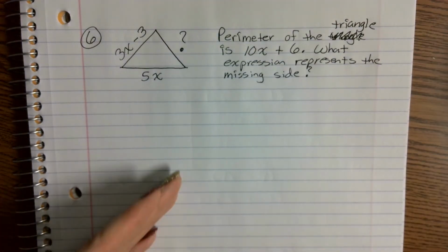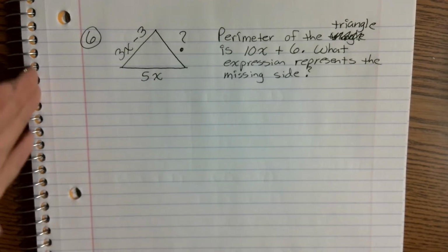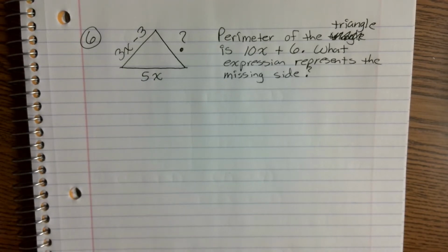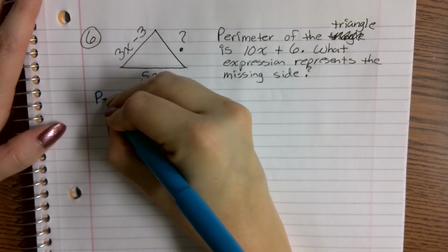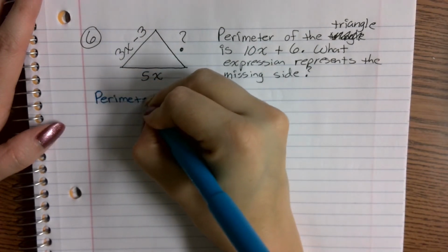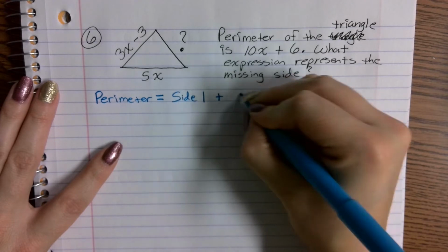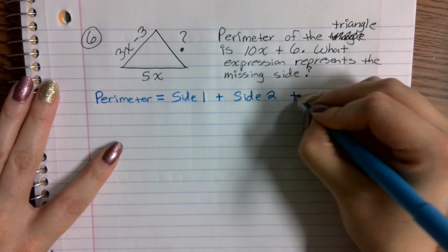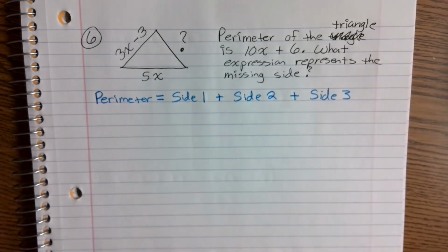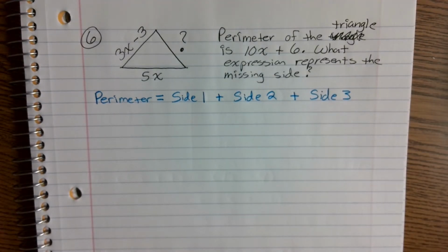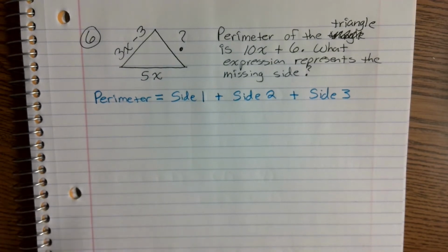So again, I know the perimeter, and I know two of the three sides, and I also know that perimeter happens to be the addition of all the sides. So I could even write it down that perimeter equals side number one plus side number two plus side number three. So if I know perimeter and two of the sides, how would I find out the third side? Just think of the situation. What would you do to find the third, Mia?